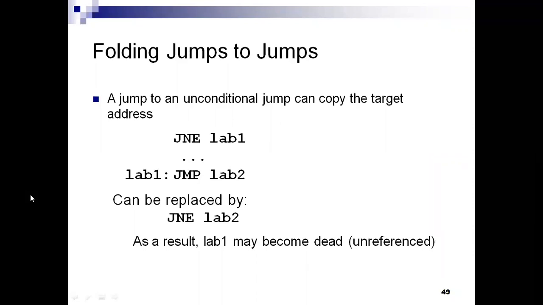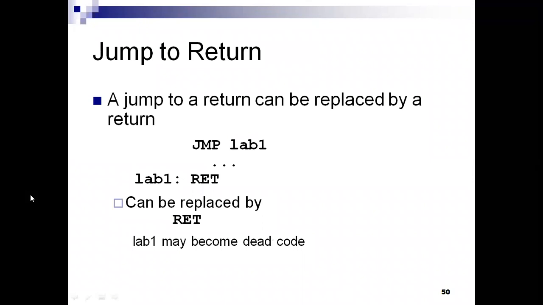See the example, initially label 1 is jump label 2, and directly it can be replaced by jump label 2, because as a result label 1 may become dead. That means we can call it an unreferenced jump, right? And it is jump to return. A jump to return can be replaced by a return. That means wherever you find a jump and return, it can be directly replaced by the return.